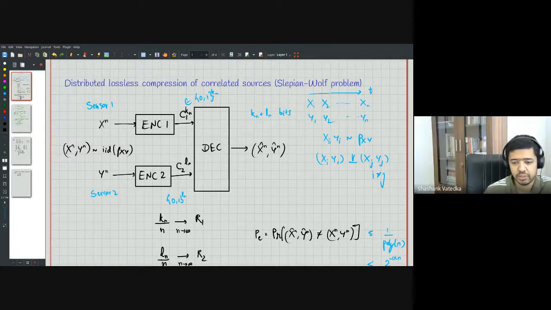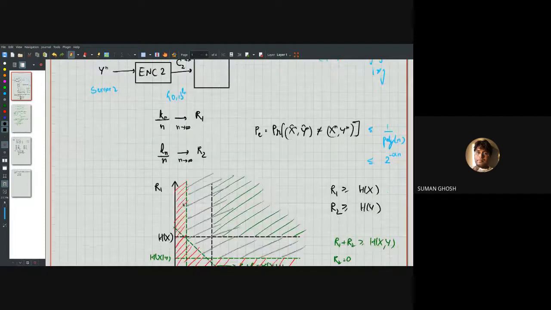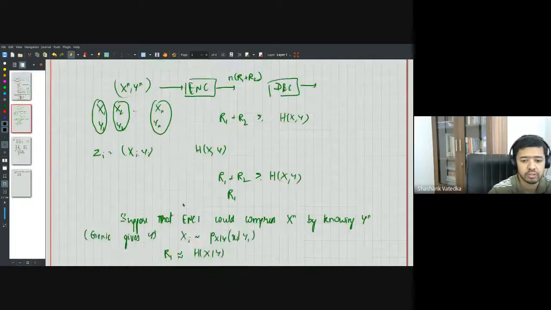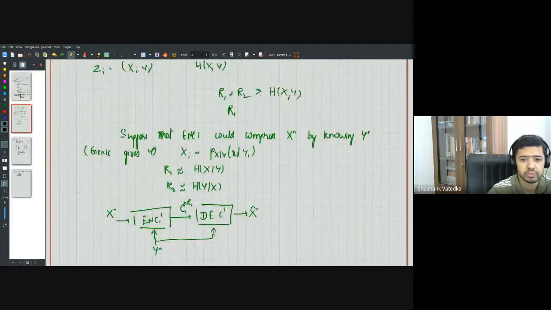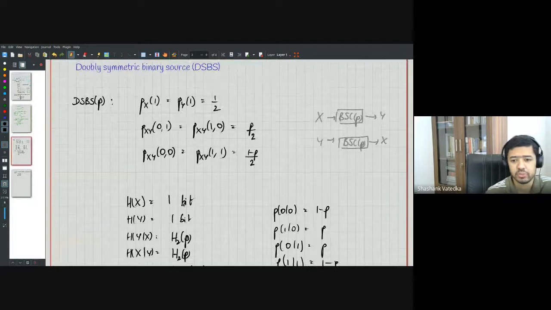Okay, any other questions? Suman, you had a question? In the problem, P of x comma 0 comma 0, would that be 1 minus p by 2? Sorry, P of 0 comma 0. So P of 0 comma 0 is 1 minus p divided by 2.